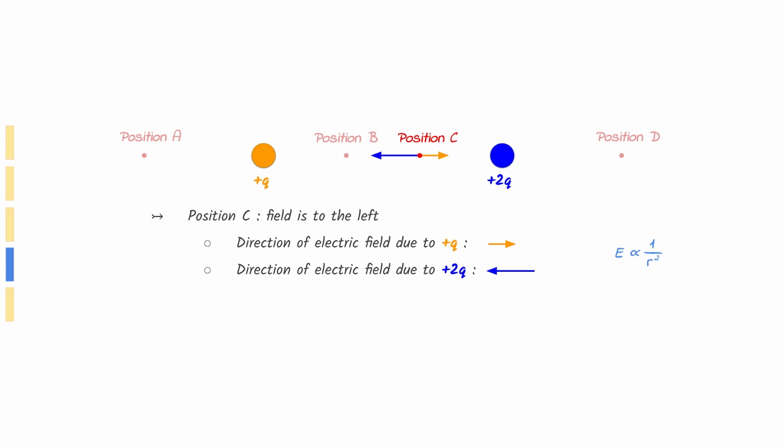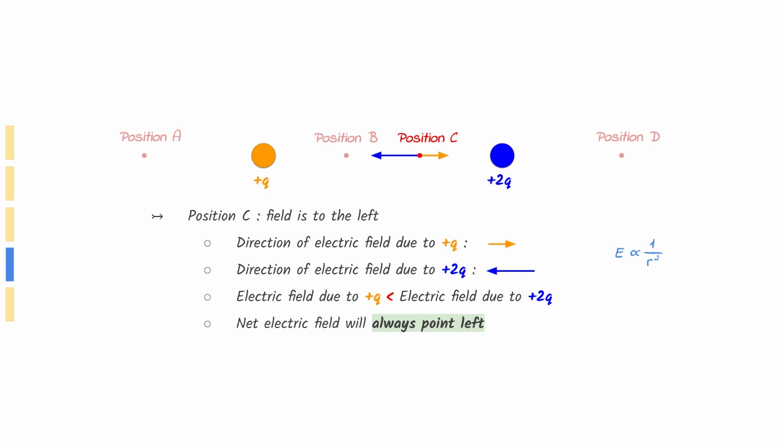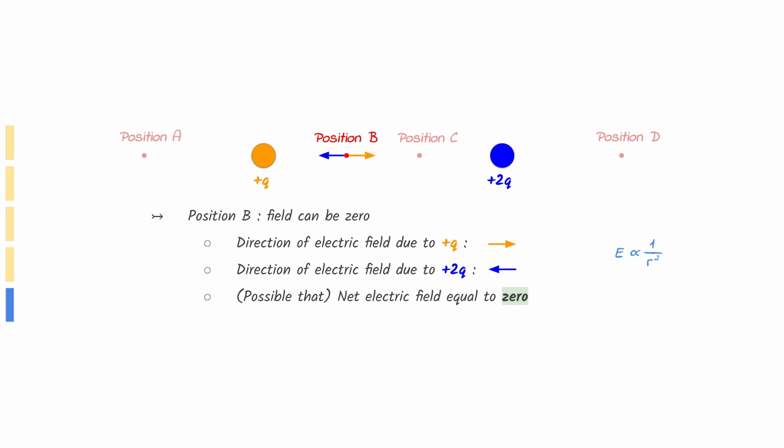At position C, the field due to 2Q will be greater than the field due to Q since 2Q has the greater charge and the position is closer to 2Q. As a result, the net electric field will always point to the left. In position B, the field produced by 2Q is weaker since the distance is greater. Therefore, it is possible for the two fields to have the same magnitude and cancel each other out, resulting in zero net electric field.